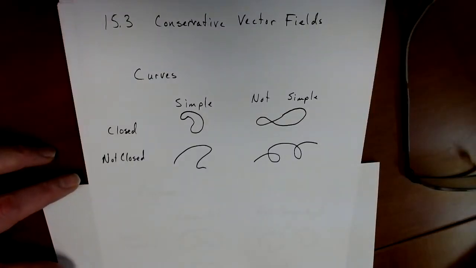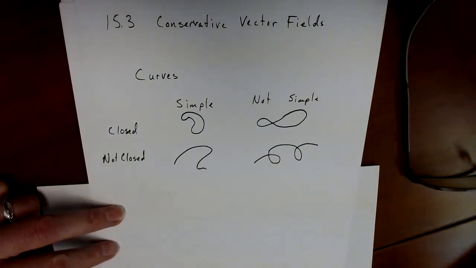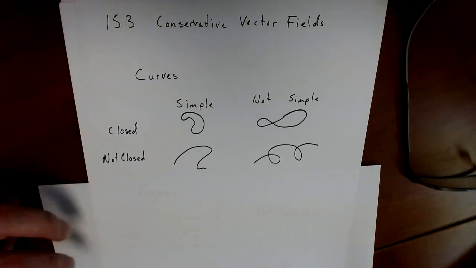Hey class, this is going to be your 15.3 lecture. So 15.3 is mainly about conservative vector fields. And conservative vector fields we're going to see very shortly are just gradient fields. So that's not a big surprise.